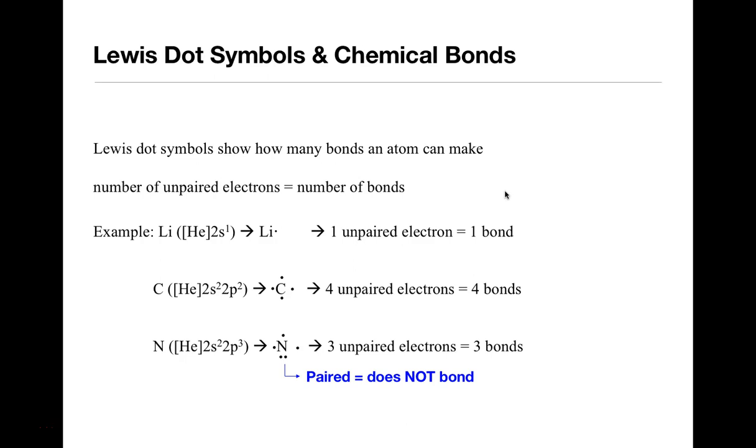So give this one a shot on your own. Try this: write out the Lewis dot symbol for oxygen. If you've written the structure correctly, you should be able to see why water has a molecular formula of H2O.